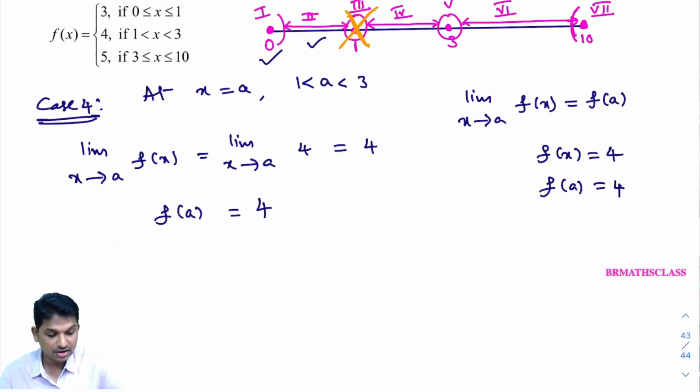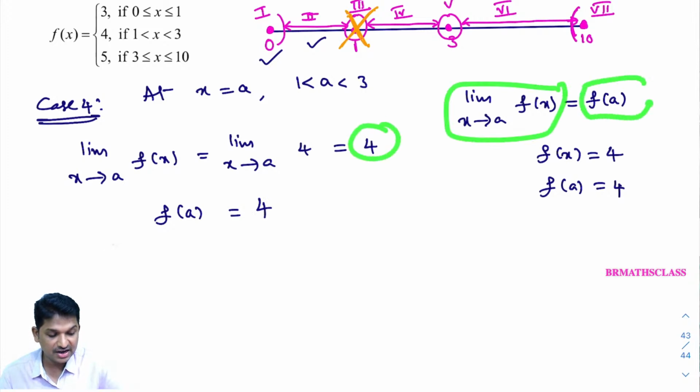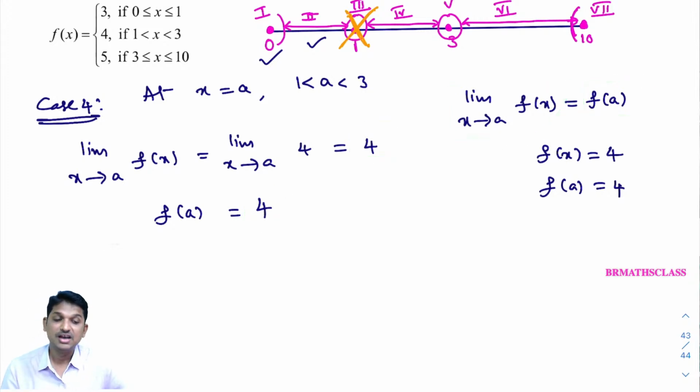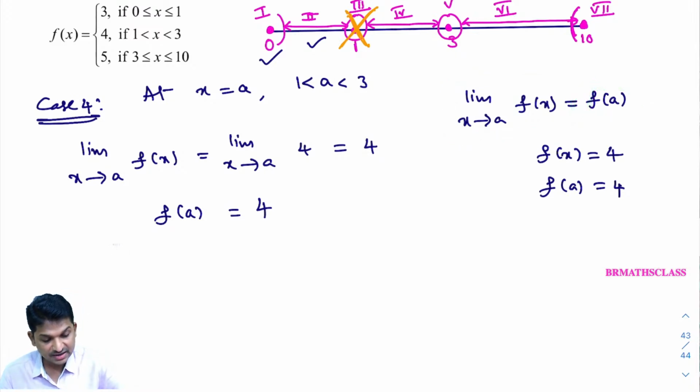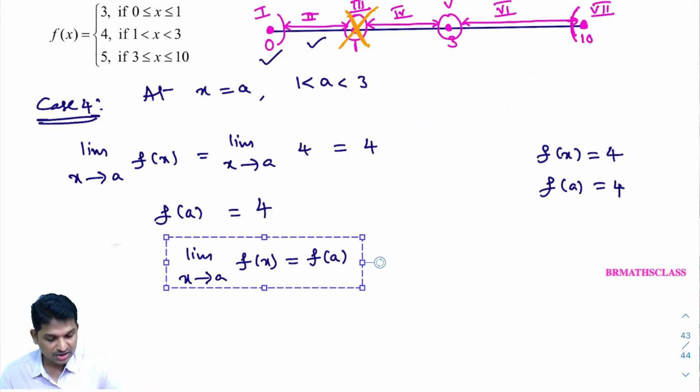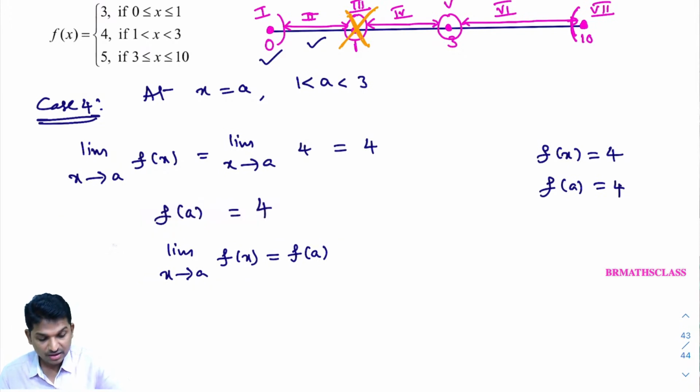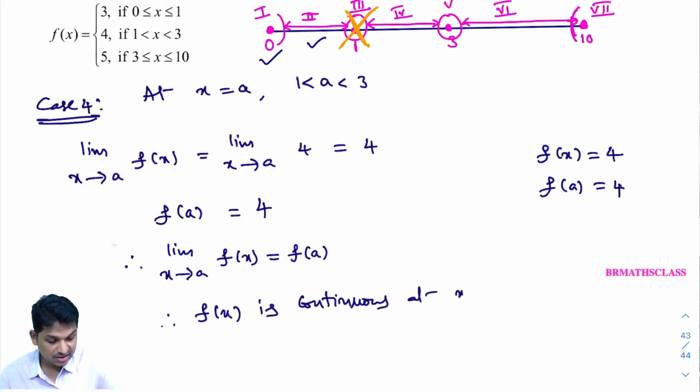So when I calculated this, I got 4, and when I calculated this, I got 4. So I can say the limit as x tends to a of f of x equals f of a. Therefore, this function is continuous at x equal to a. I'll write that: therefore, the limit as x approaches a of f of x equals f of a, therefore f of x is continuous at x equal to a.